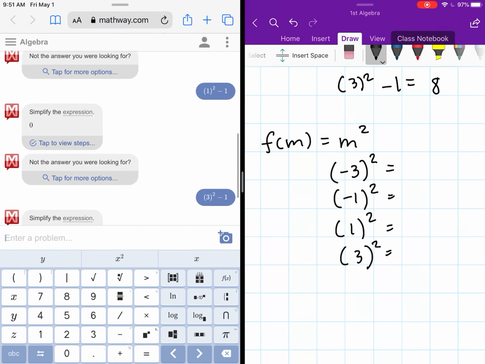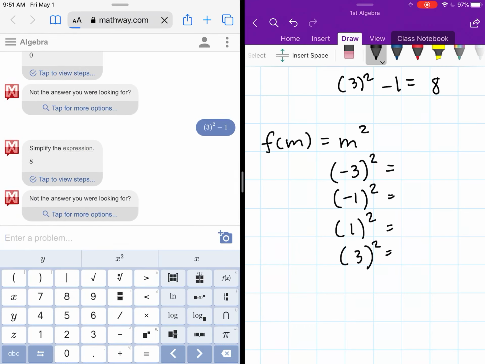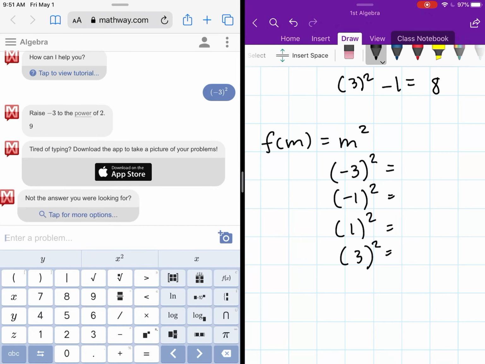Now, sometimes when you do several of these, it's going to get stuck or you're going to have trouble finding the answer. Just reload the page. That way it cleans it, and you can start from a blank one again. So parentheses, negative 3 squared. That's going to give me a positive 9.